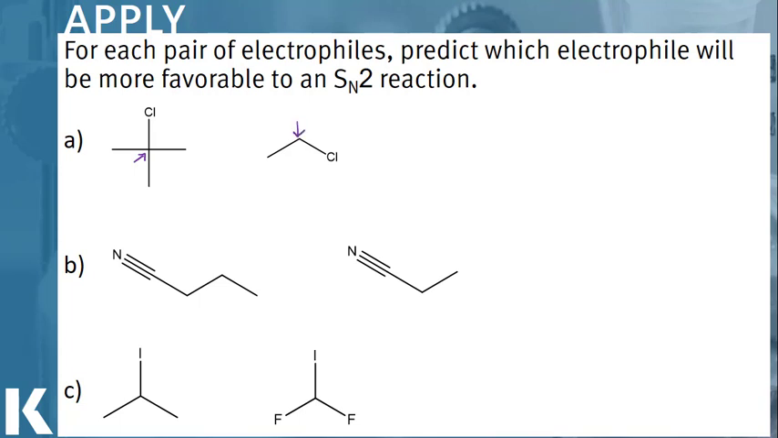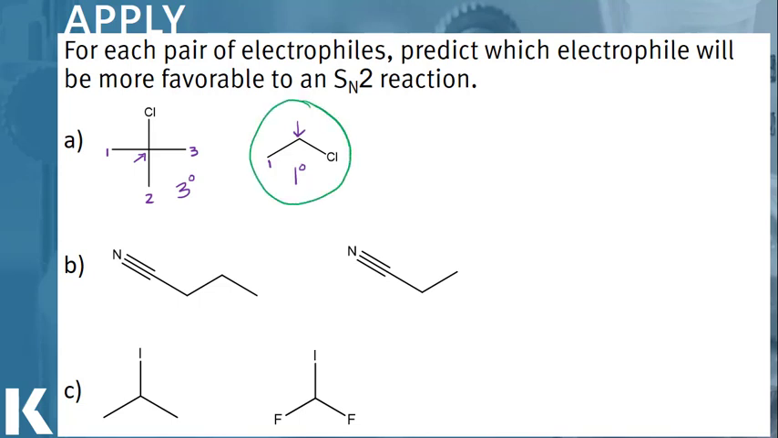Now, in the molecule on the left, we need to think about how many other carbons there are. We see that our electrophilic carbon is bound to 1, 2, 3 other carbons, and so this is a tertiary electrophile. In our molecule on the right, though, we're bound to just one other carbon, so this is a primary electrophile. Well, which one's going to be better for an SN2 reaction? You guessed it, the one on the right, since it's a primary electrophile.